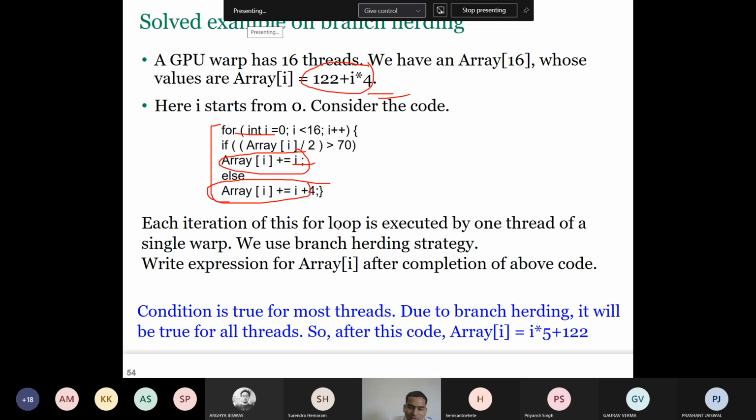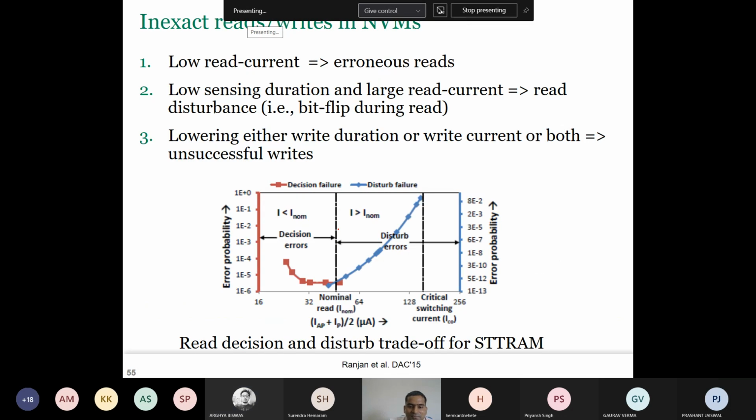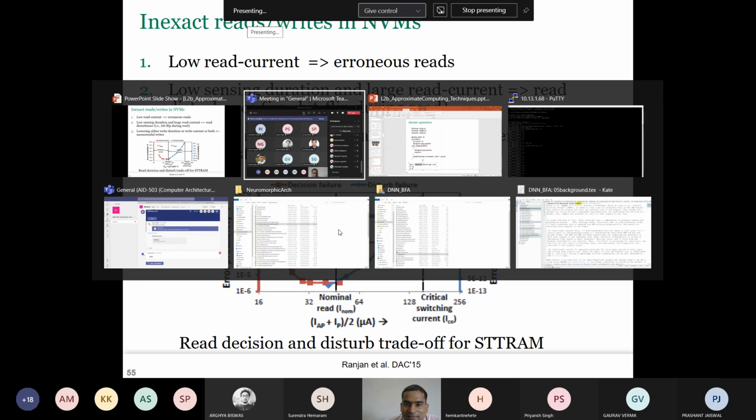Okay. So you will agree, right? Some errors are introduced, but that's fine. We assume we can tolerate it. Okay. And any other question, please?